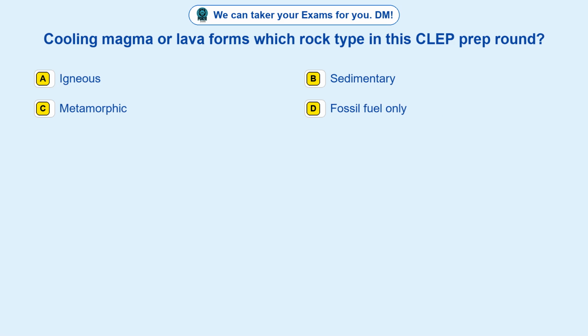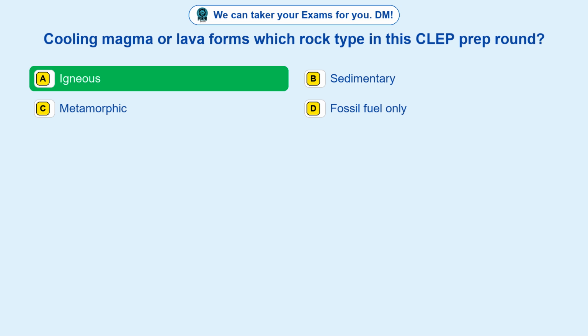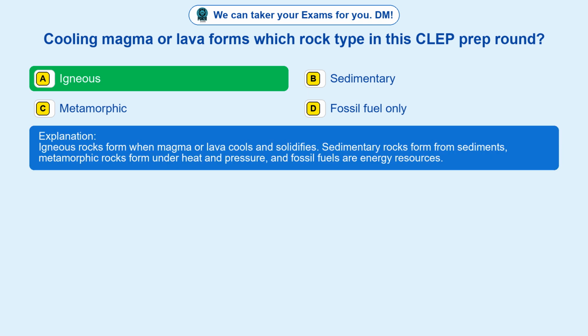Question 84. Cooling magma or lava forms which rock type in the CLEP prep round? Option A, igneous. Option B, sedimentary. Option C, metamorphic. Option D, fossil fuel only. The correct answer is option A, igneous. Igneous rocks form when magma or lava cools and solidifies. Sedimentary rocks form from sediments, metamorphic rocks form under heat and pressure, and fossil fuels are energy resources.